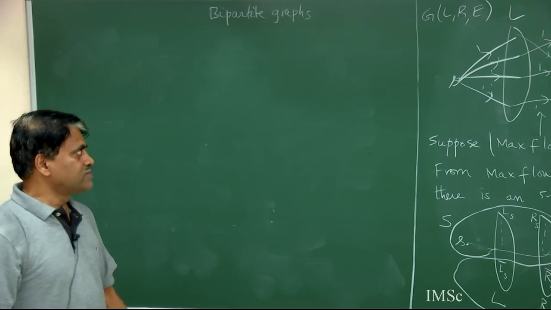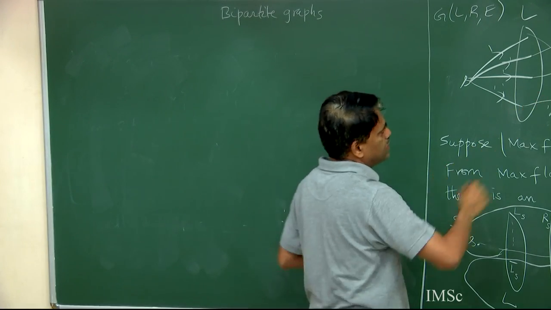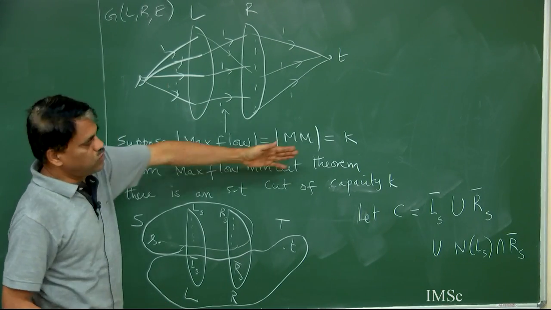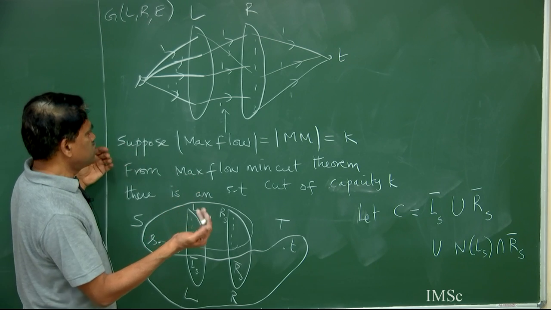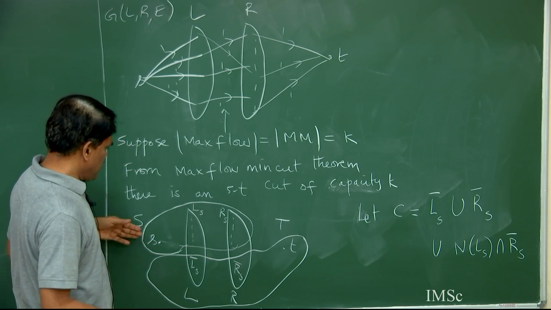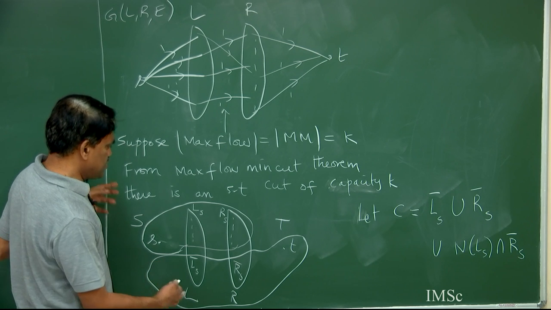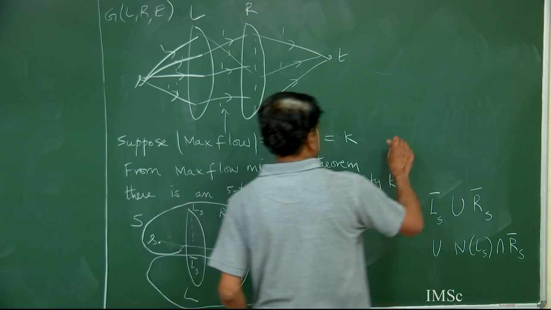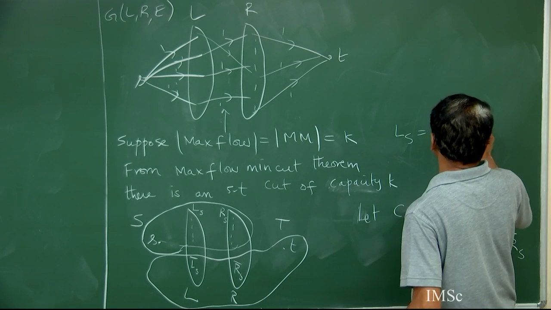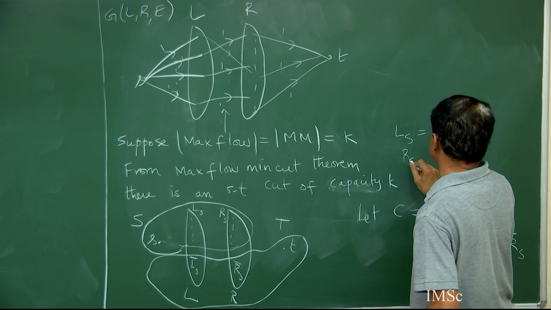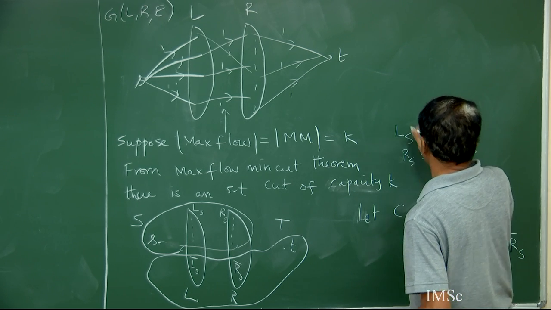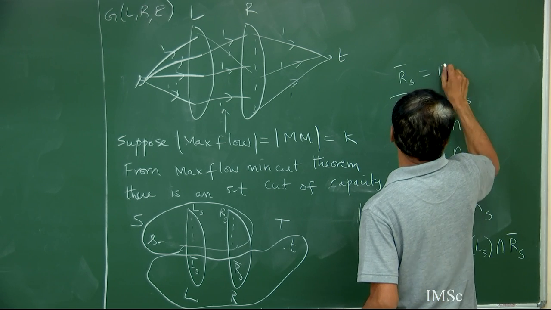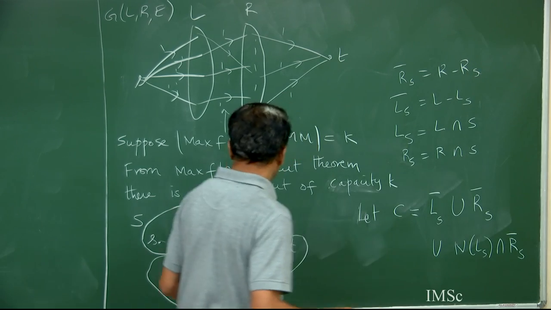So what did we do? Given this bipartite graph, we constructed this directed network with an S and the T, ran max flow and got the max flow value as K. And as a bonus from the max flow min cut theorem, you also get a min cut. Let the cut be looking like this. From this, LS is L intersection S and RS is R intersection S. And LS bar is L minus LS.